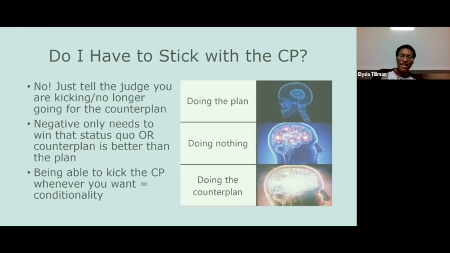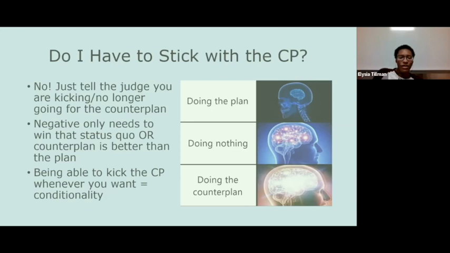This idea that as the negative, you can get rid of the counterplan whenever you want is called conditionality, which is something that we'll talk a bit more about in the answers. Conditionality is pretty much just this idea that the counterplan can go away and you can go back to just defending the status quo whenever you want.